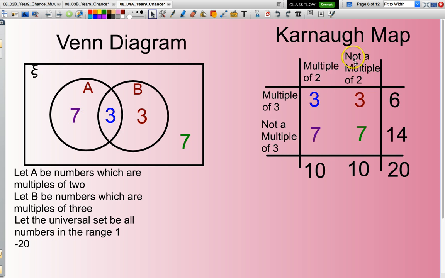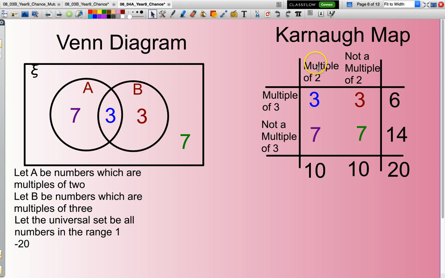What about if I'm looking at not a multiple of 2 and a multiple of 3? Well, all the numbers that are a multiple of 3 are within there, and I want to exclude the ones that are a multiple of 2, so I'm excluding these ones. So all I'm really looking at are the ones that are left over here, the 3. And what about not a multiple of 3 and not a multiple of 2? Well, there are 7. In other words, how many are outside the A or the B?